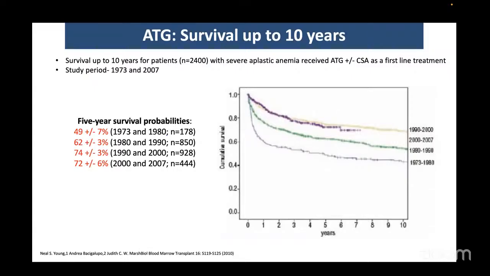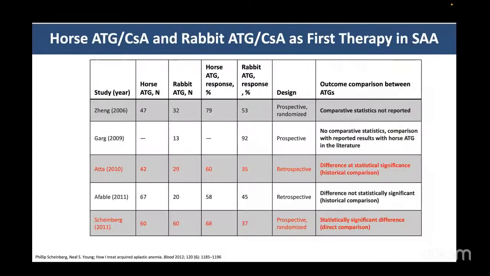That's an acceptable fact. So survival up to 10 years for severe aplastic anemia patients who were treated with ATG and CS as a first line treatment. This was carried out between 1973 and 2007, and we can see that the survival rates are subsequently improving. From 49%, they have gone up to 72 plus minus 6%, which is very satisfactory.